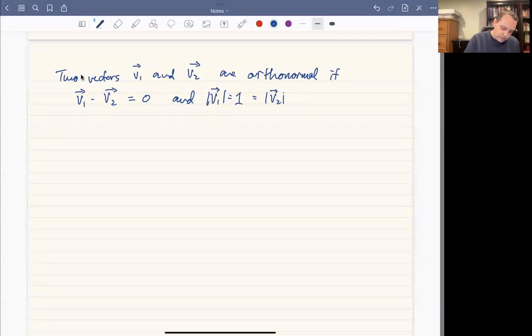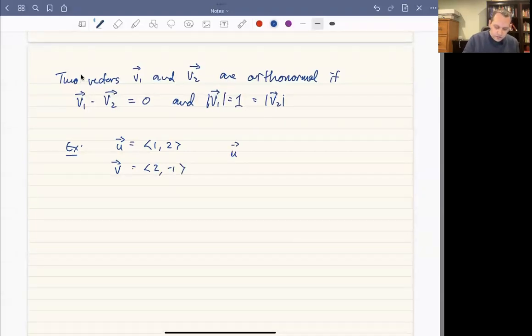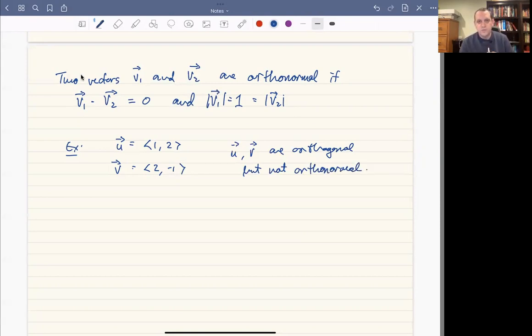So for example, if I were to talk about the vectors, let's use u and v, so I don't have to do subscripts, say (1, 2) and (2, -1). U and v are orthogonal, but not orthonormal. And they're not orthonormal because the length of u and the length of v are square root of 5. So if you wanted to make them orthonormal, what you could do is scale them so that they still have the same angle between them, but now they're just shorter in length.